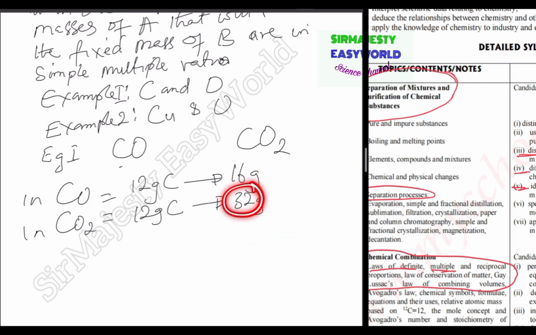It is also possible that this can be 48. But what is not possible is that this can become just 30, or this can just become 25. 25 is in no way a multiple of what? 16. So that's the law.